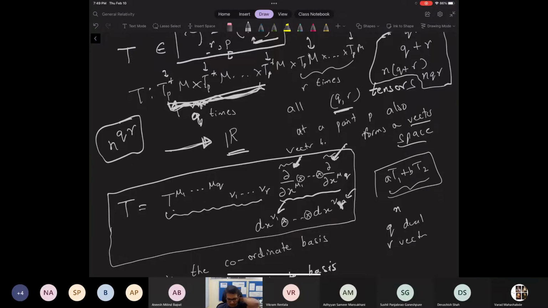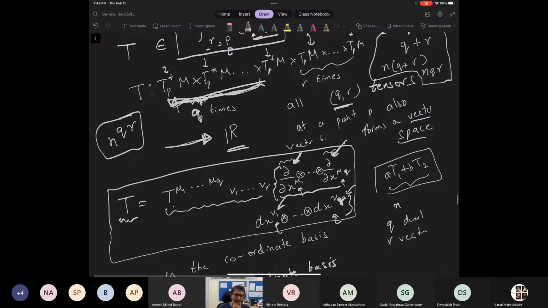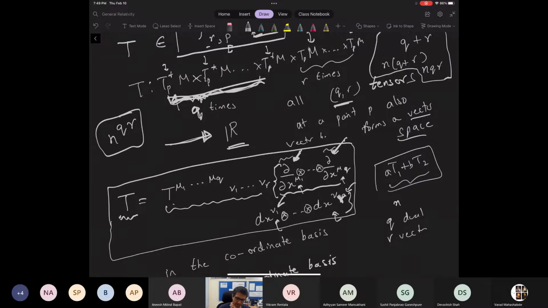So now I have to specify any element of the basis of this tensor space. I have to specify mu1 through mu-q, and nu1 through nu-r. And if I look at the coefficients, I have to specify a coefficient T with mu1 through mu-q, nu1 through nu-r, for every possible value of mu1 through mu-q and every possible value of nu1 through nu-r.